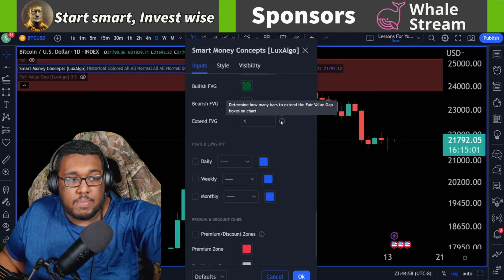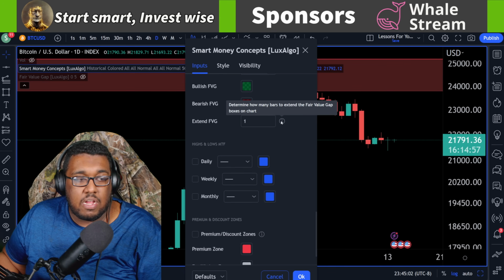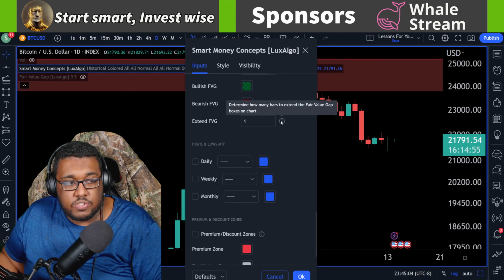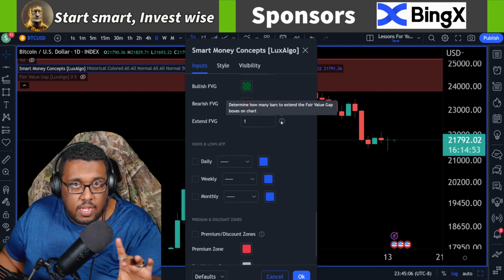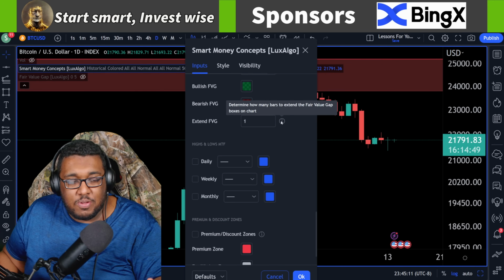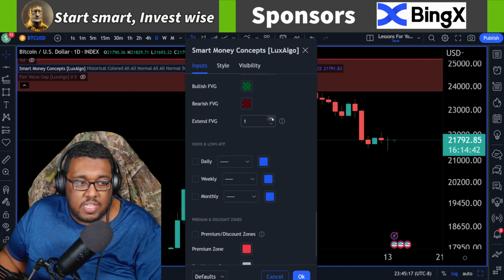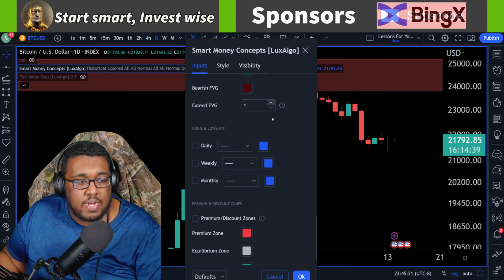It'll say determine how many bars to extend the fair value gap boxes on the chart. It depends on how long you want to see this thing going across your screen. I can usually follow the lines in my head. If you guys don't want to do that, it's perfectly okay. You can just bump this up to maybe 3, 5, maybe even 10 if you want to. I don't think you have to do it that far, especially if you're day trading. You might just leave it around 1 to 2, maybe 3, okay?